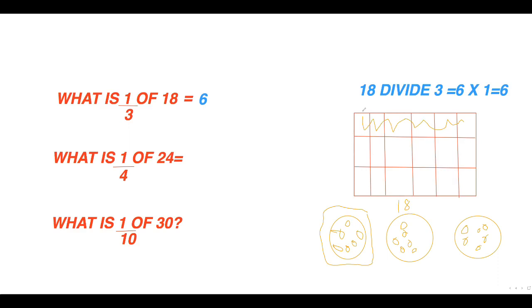If you count that, it's 3 groups, and each group has 6. 6, 12, 18, and altogether it is 18. So this is how we do it. We do 18 divided by the bottom number, which gives us 6, times it by 1, and it should give you your answer. If you don't know your times table, draw the amount of circles that you divide by, the bottom number. So if your bottom number is 4, you do 4 circles, and then you share the number until you're finished.